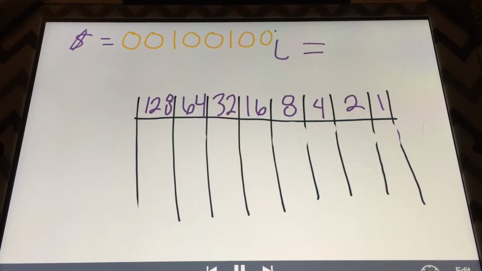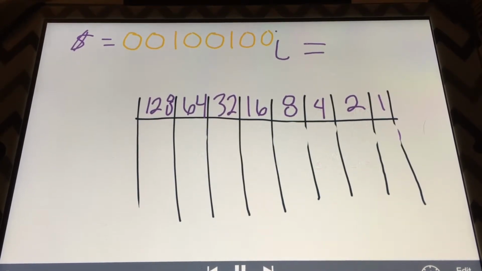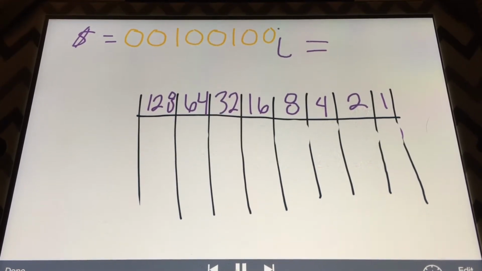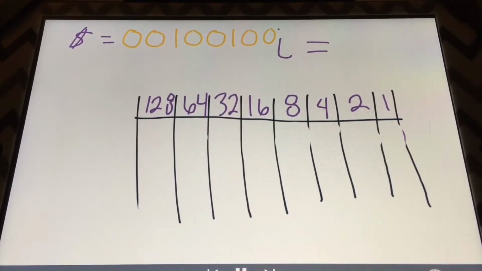Pretty simple. Now let's try finding lowercase I on our ASCII sheet. Can someone tell me what the lowercase I decimal is?